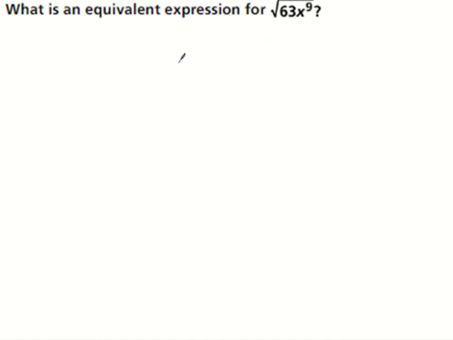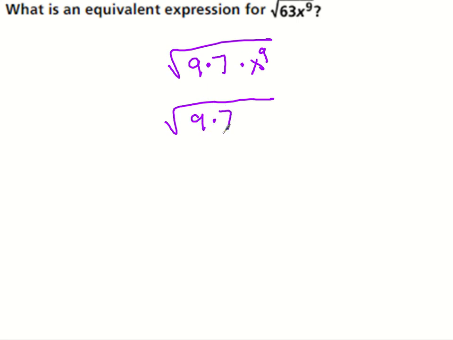So 63, we already know 63, but we'll break it down anyways. I know that I can break this down as 9 times 7, and we'll still keep this as x to the 9th power. But now I'm going to break down this x to the 9th. I can break it down as x to the 4th times x to the 4th times x, because if I look here, x to the fourth, x to the fourth, and x, if I add all these up, it still gets me 9. So I still have 9 x's here.